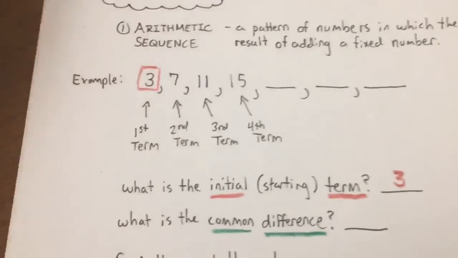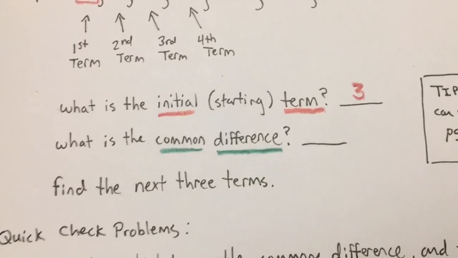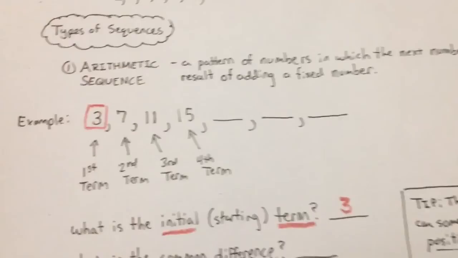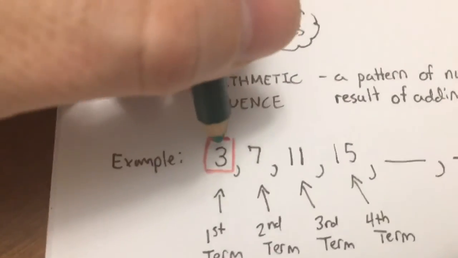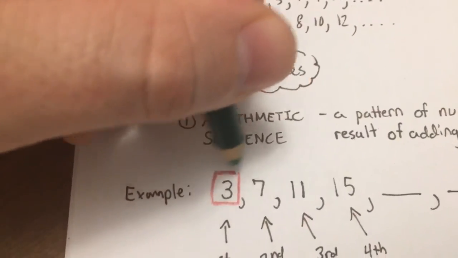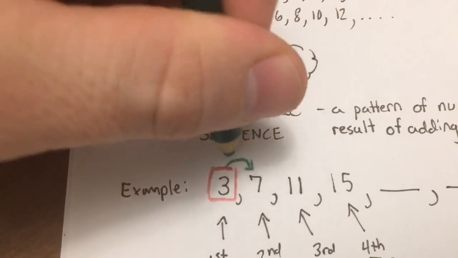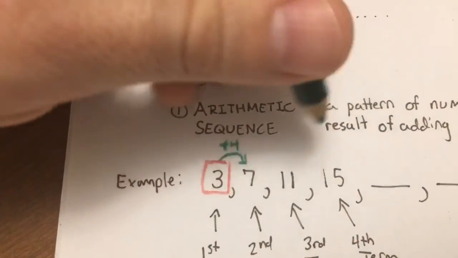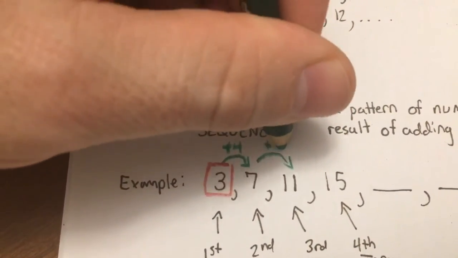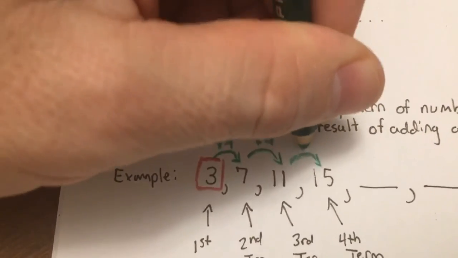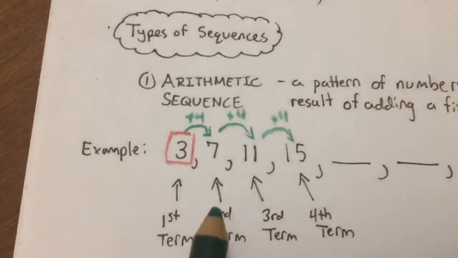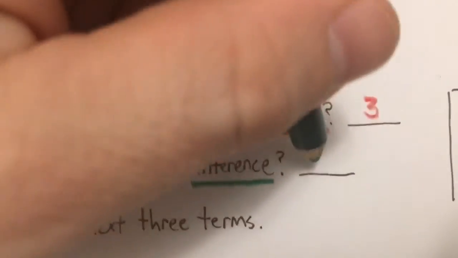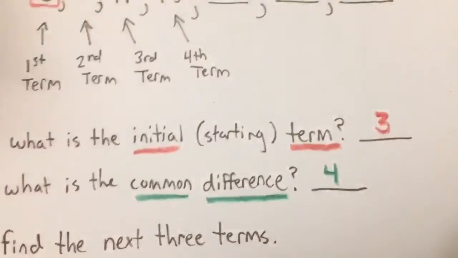And then the next question is, what is the common difference? Common difference is just the fancy way of saying, well, what is the fixed number that we are adding by? Well, if we go from the first term to the second term, that increases by a value of 4. And we can see that that pattern is consistent because it's the same fixed number every single time. So plus 4, and we see that it works and we get the same values up the line right there. So the common difference is 4.